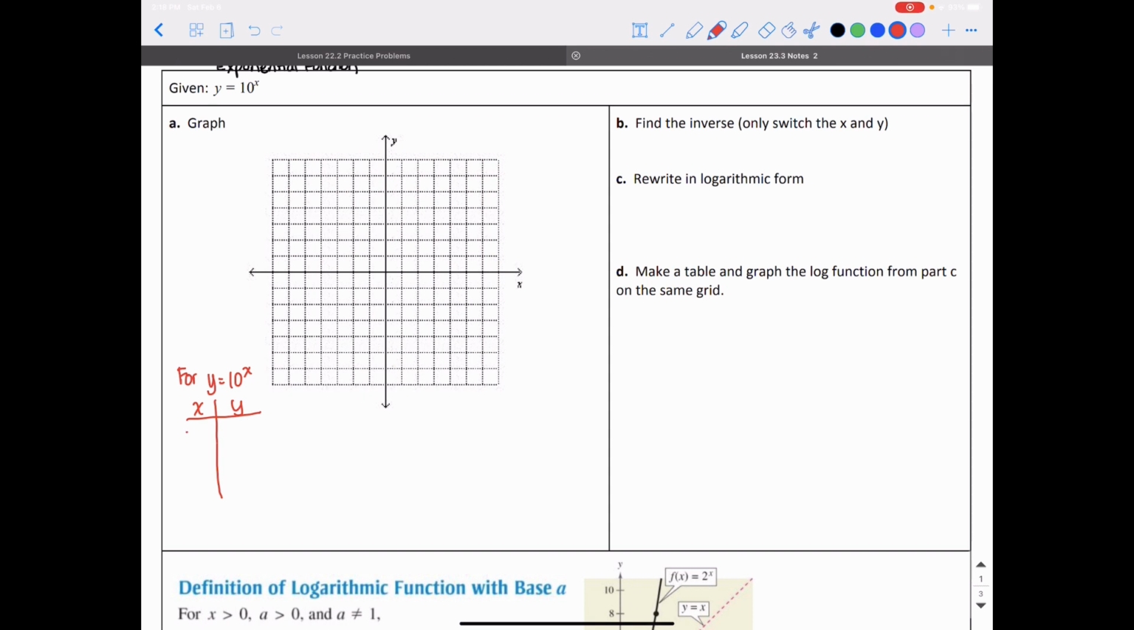I'm going to plug in -1 for x, and if I plug in -1, I'm going to have 1 over 10 for y. If I plug in 0 for x, I'm going to get 1. 10 to the 0th power is 1. Anything to the 0th power is 1. If I plug in 1 for x, I'll have 10 to the first power, which is just 10.